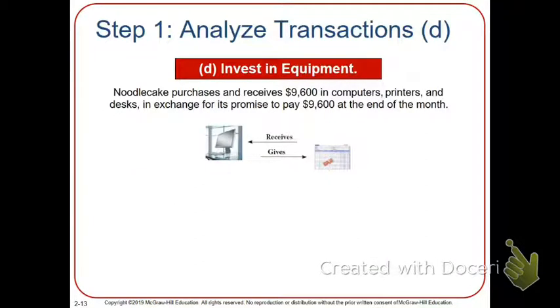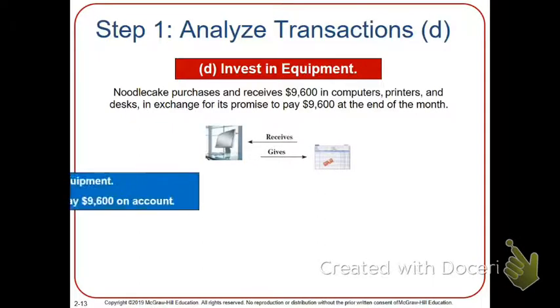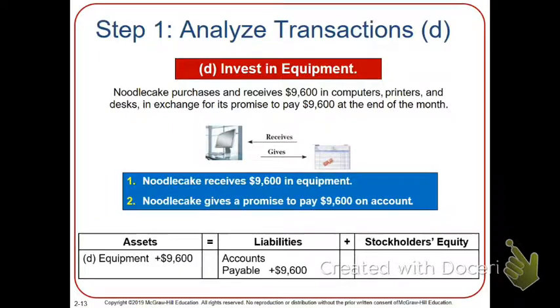Now we bought equipment and we promised to pay them at the end of the month. This time it's not notes payable, this time it's accounts payable. Yes, exactly. So both accounts go up.